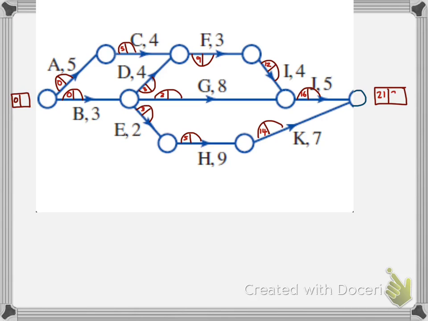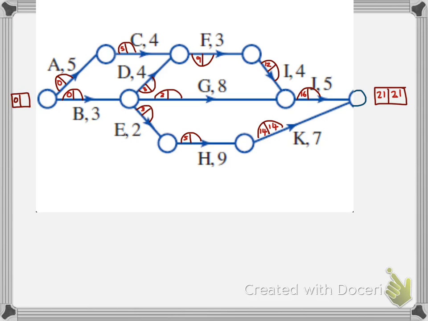Now to scan backwards, we put 21 in this box as our latest start time. So these two numbers are always the same at the very beginning and at the very end. Now I'm going to scan backwards. So what I do is I take 21 and I want to finish at the 21-minute mark. K is going to take 7 minutes. So the latest it can start is 21 minus 7, which is 14. So I'm going to put a 14 there.